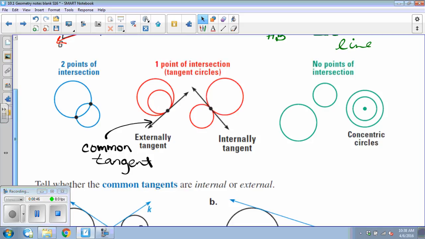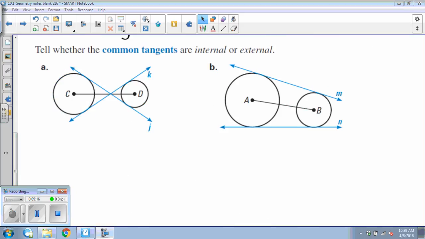Now, when we're looking at two circles that don't intersect at all, we can still have a common tangent. We can still have a common tangent line. One line that's tangent to both circles. Okay? And as soon as I move this up, we'll see an example of that down here. But I'll let everyone finish copying this. Okay, so here are two different circumstances where the circles aren't intersecting, but they still have common tangents.